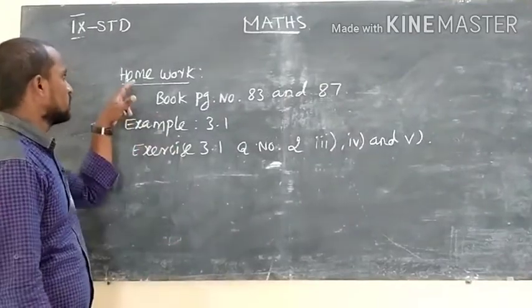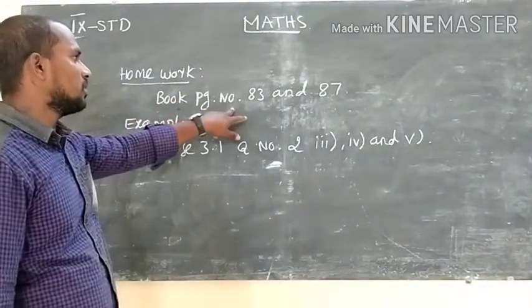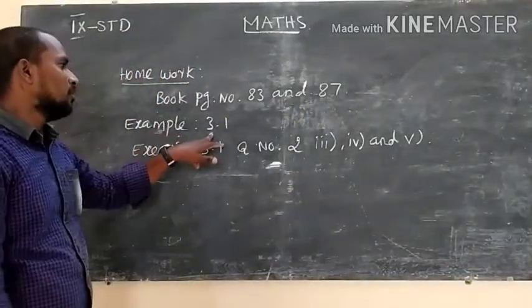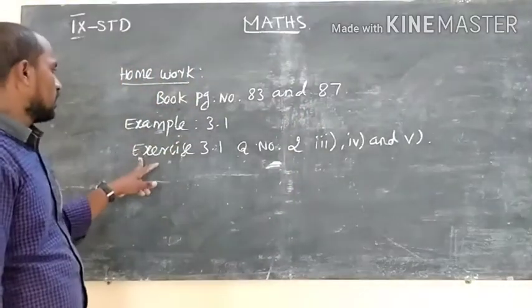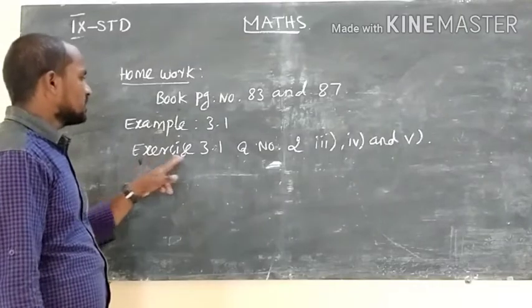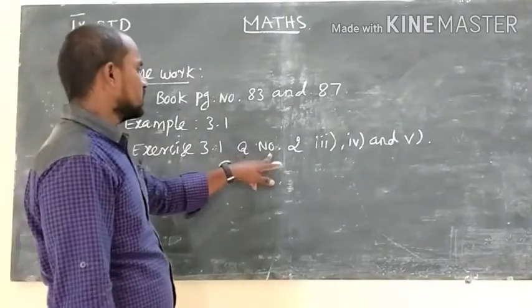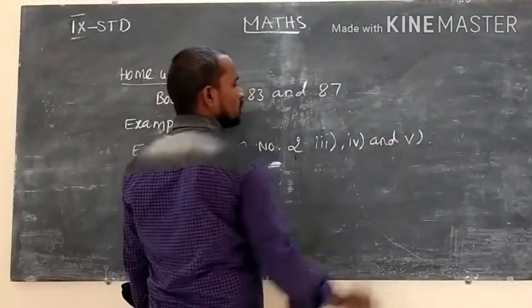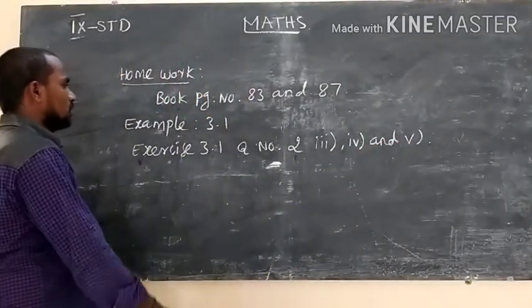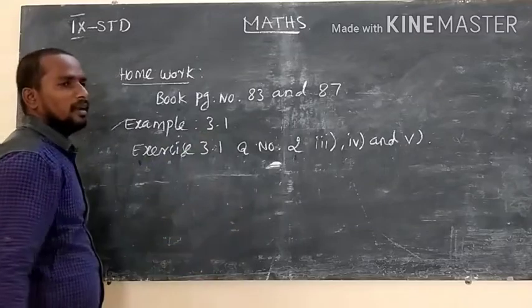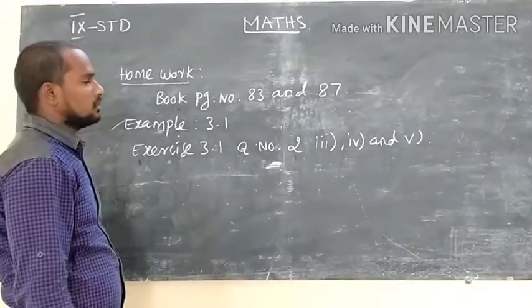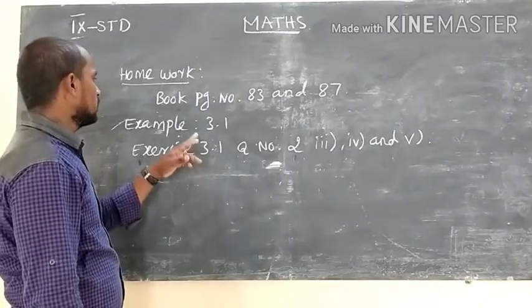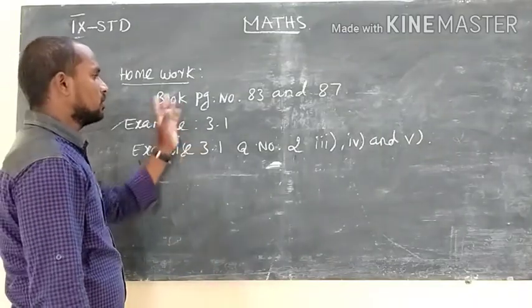Okay, dear students. Today's homework, book page number 83 and 87. Example 3.1. Okay. Then exercise 3.1, question number 2, 3rd, 4th and 5th subdivision is your homework. Example 3.1 is find the degree of the polynomial. So easily find out which one is the highest power of the polynomial. That is the degree of the polynomial. Okay. So do it well.